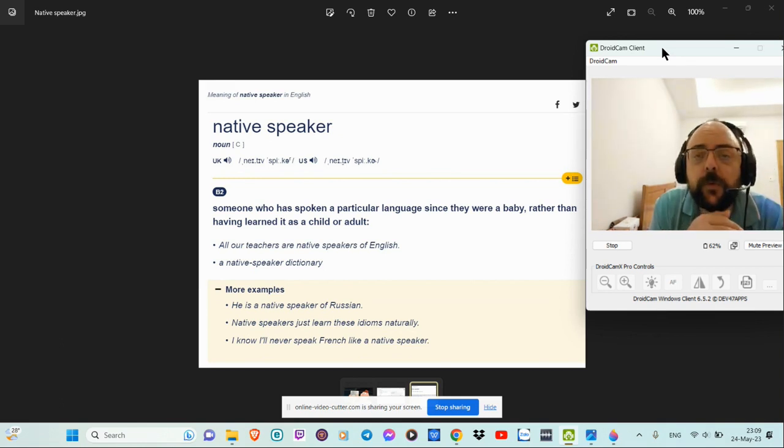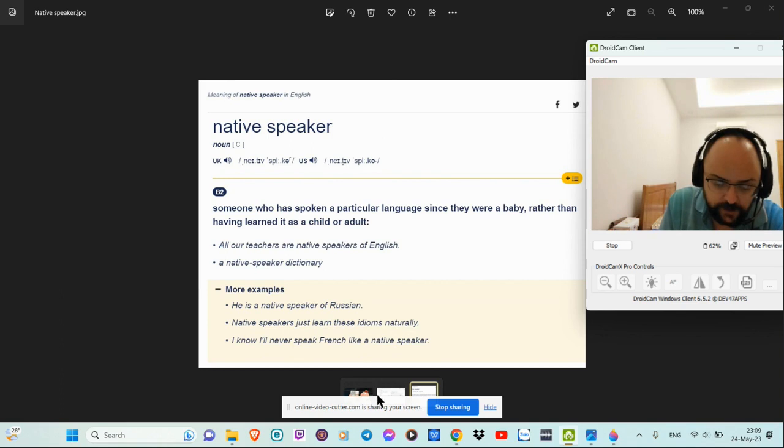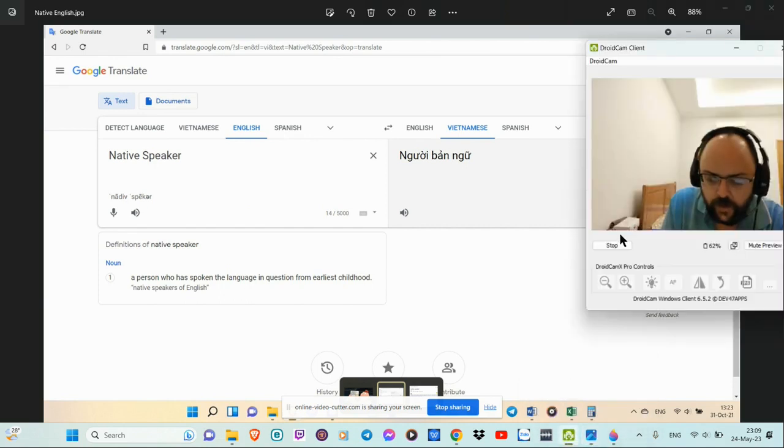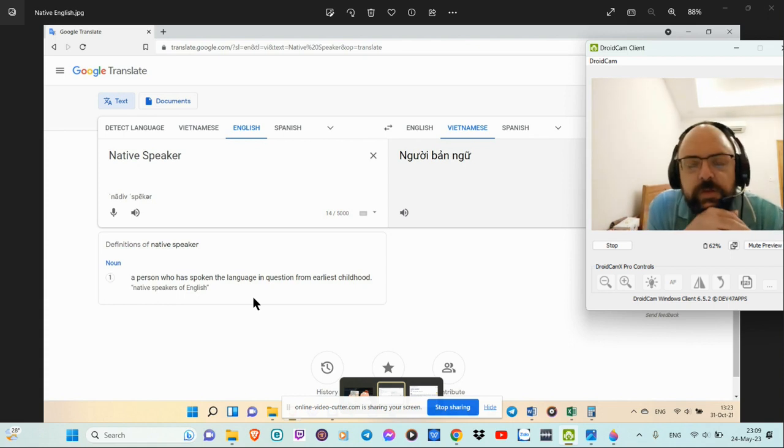So, here's the thing. I'm not against people coming here to Vietnam to work. I'm only against people that are trying to work illegally, people that are not qualified to work. That's what I'm against. Now, the other thing that I'm going to talk about is this different definition here. All right, this is from the Google Translator: a native speaker is a noun, and a person who has spoken the language in question from earliest childhood. Native speakers of English.